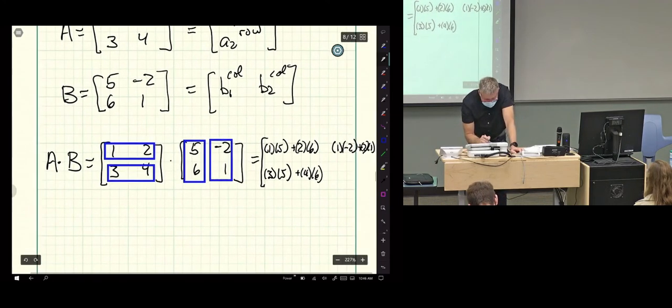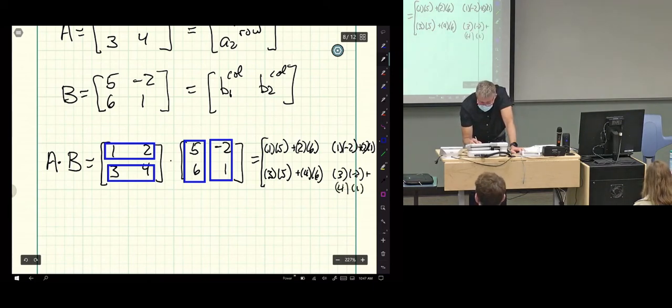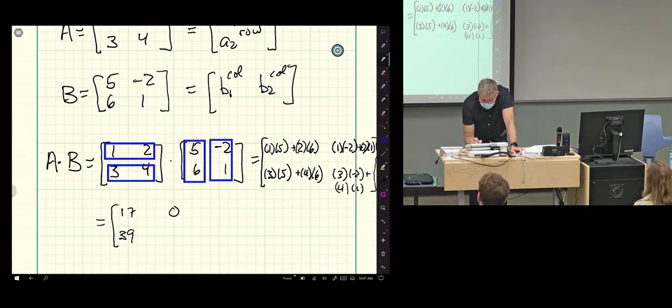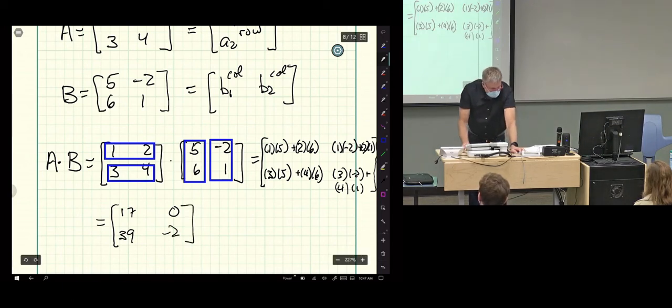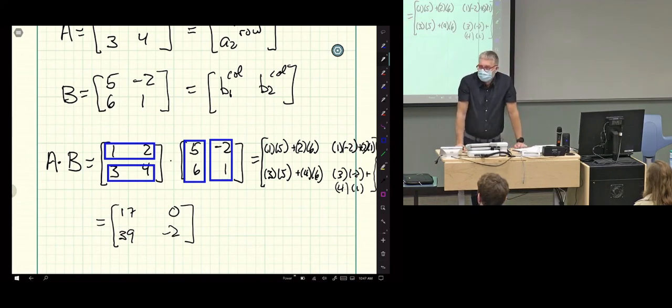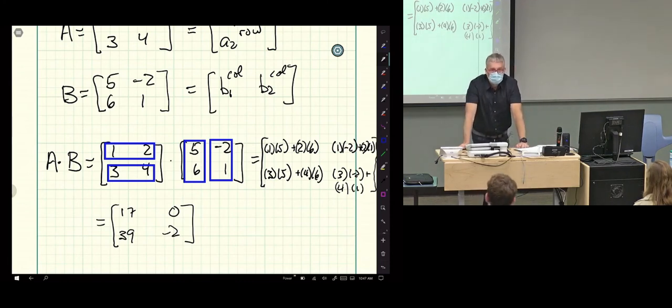And then the last, second row, second column, 3 times minus 2 plus 4 times 1. Okay, 5 was 17, minus 2 plus 2, 0, 15, 24, 39, and then minus 6 plus 4, minus 2. That's the product. Hey, the same numbers I have here. I'm always amazed when that happens. How's that? Pretty good?